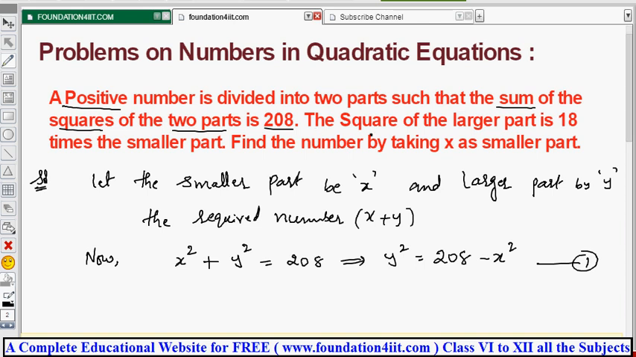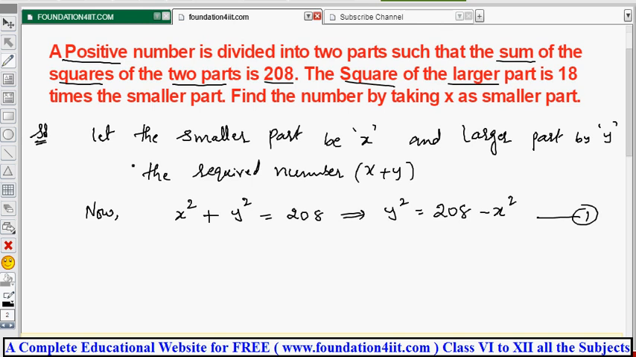Next statement, if you observe, the square of the larger part is 18 times the smaller part. Just a statement as it is, you can write in the form of terms. Square of the larger part, that is larger part is y, so y square is equal to, wherever there is the word is, you can keep the equal symbol. 18 times, that means should multiply with 18 times the smaller part. So 18x. Smaller part is x, right? So y square is equal to 18x.